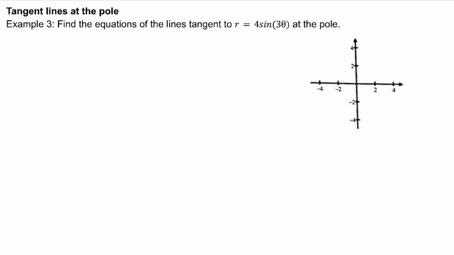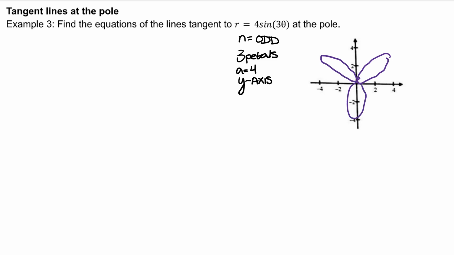To find the equations of the lines tangent to r at the pole, let's begin by graphing r. This is a rose petal curve where n is odd, meaning we're going to have 3 petals. Our max radius is 4, and we'll have y-axis symmetry because we're working with sine. Okay, with this description, we really only have 2 options. This one or this one. To check which one it is, I'm going to plug in pi fourths.